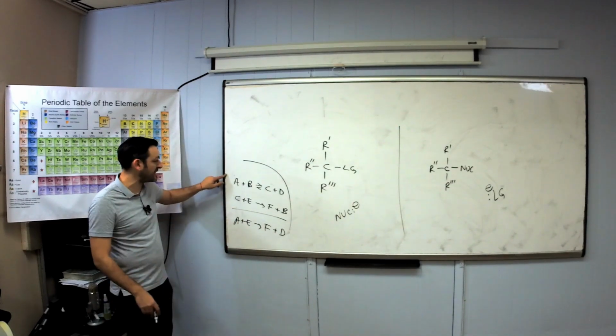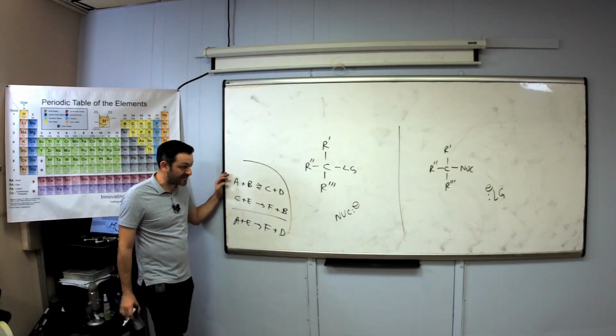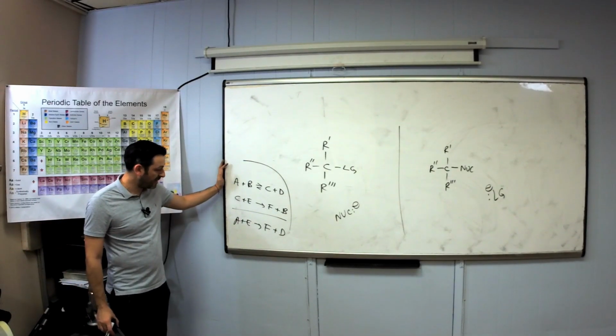So you're going to have to do something called a steady state approximation, which maybe you guys learned in Chem 2. We're going to definitely learn it in terms of enzyme kinetics in biochem.